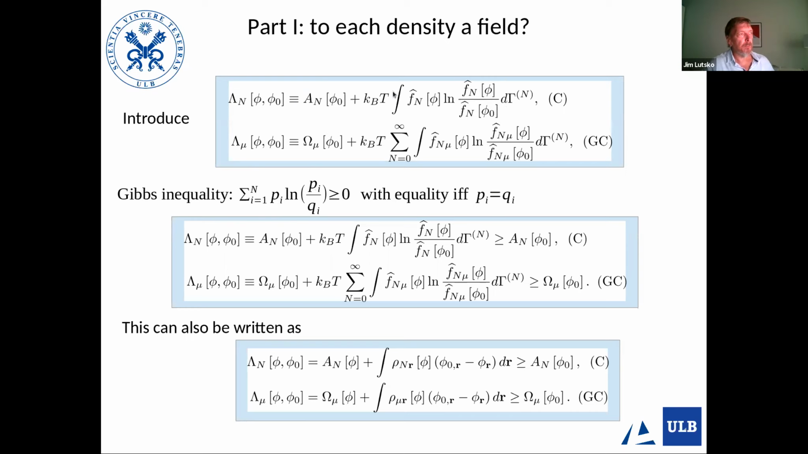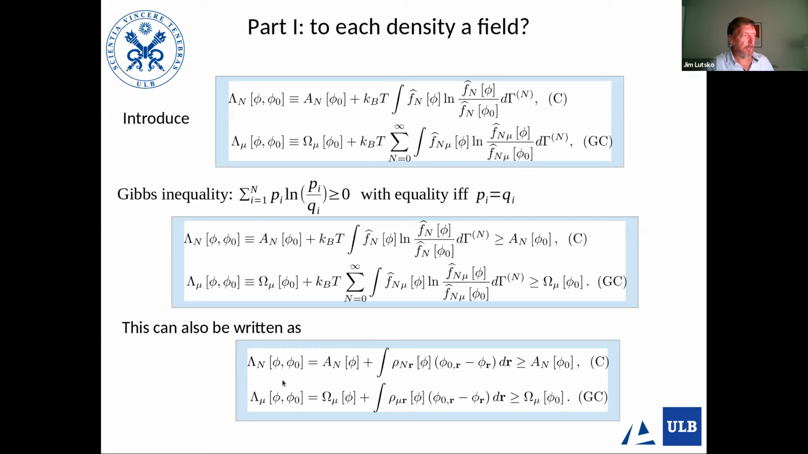In the continuous version, you should always have in mind that these statements are true up to a set of measure 0. But in any case, this has the right form, the same form as we have here. And so we can use this Gibbs inequality to say that this thing is greater than or equal to this constant term, A of phi naught or omega of phi naught, with the equality only if the two distributions are the same.